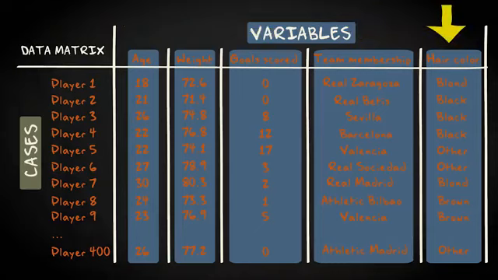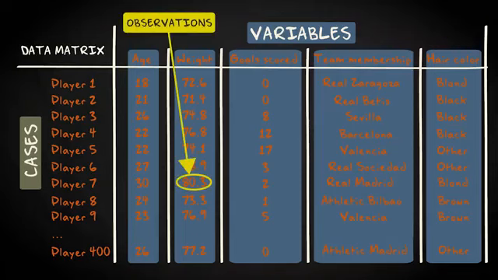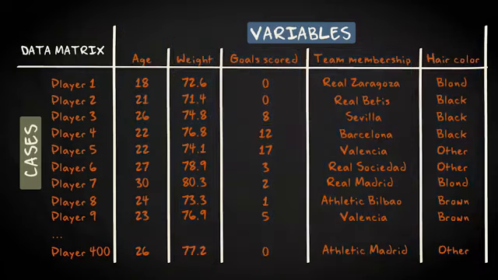The values that are displayed in the cells of this table are usually called observations. 80.3 here means that player 7 weighs 80.3 kilograms. The value 8 here means that player 3 has scored 8 goals. What you see here is not the complete data matrix. It's only a part of it. The complete matrix does not fit on the screen because it contains 400 rows. We have, after all, 400 players. By means of these dots here, I have made clear that I have left out a part of the matrix.